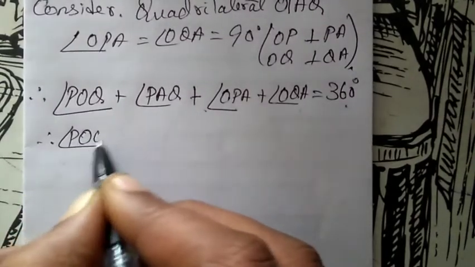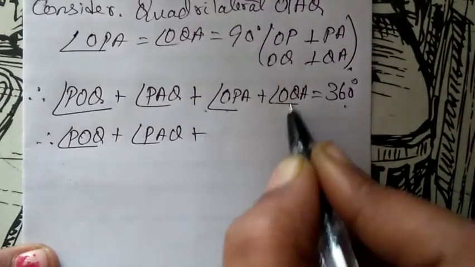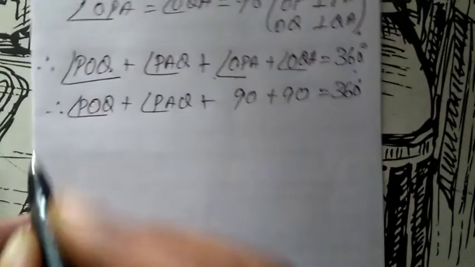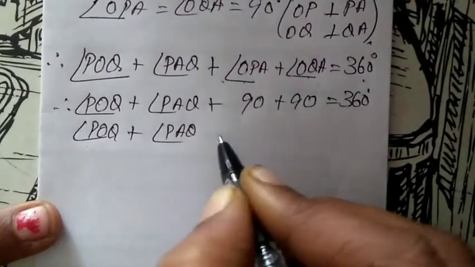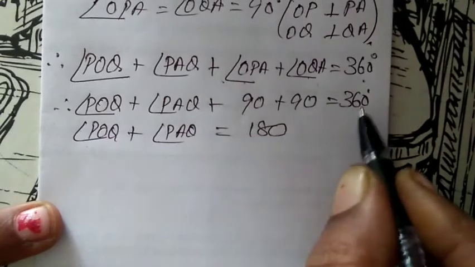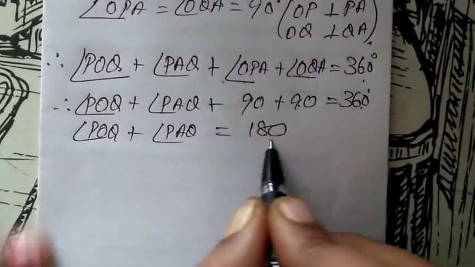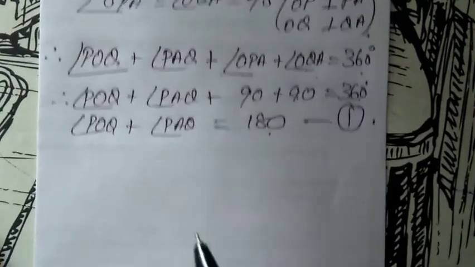Therefore, angle POQ plus angle PAQ, then we can substitute here this as 90 plus 90 equal to 360. So, angle POQ plus angle PAQ is equal to 180 because 360, this 90 plus 90, 180 goes other side, 360 minus 180, 180 degree. We make it as first equation.